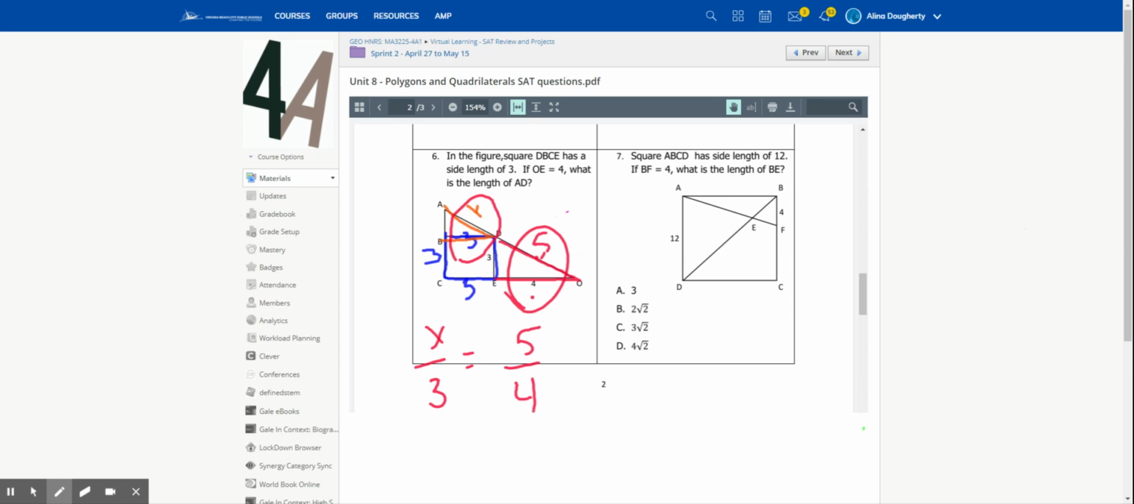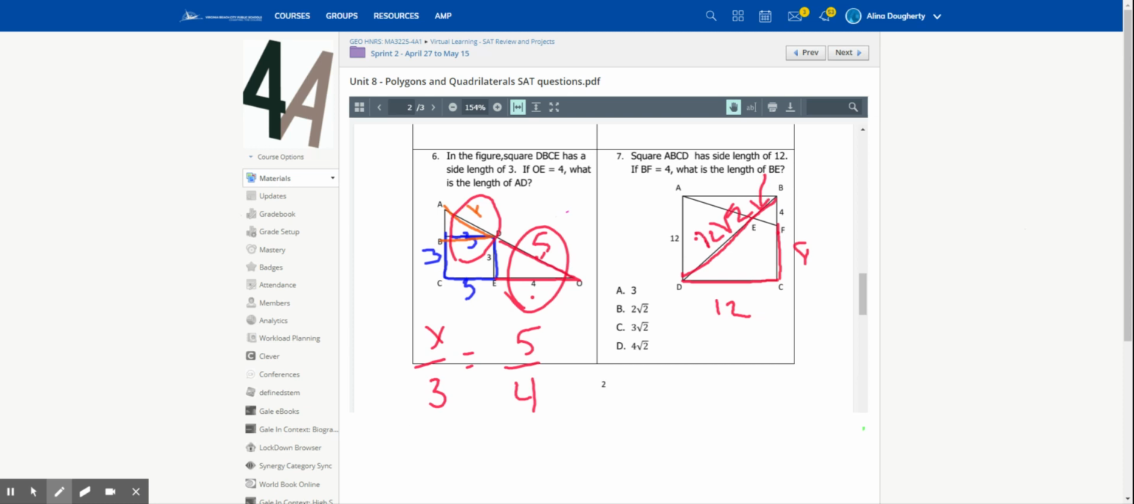Question number 7. If you've been with me watching other videos, this question has appeared like 4 times. It makes me a little crazy. Ultimately, we know that it's a square, so we know this side is 12. We know this side is 8. We know this is 12 on the square root of 2. And then the question is, what is DE? So the question is, what is this side right here?